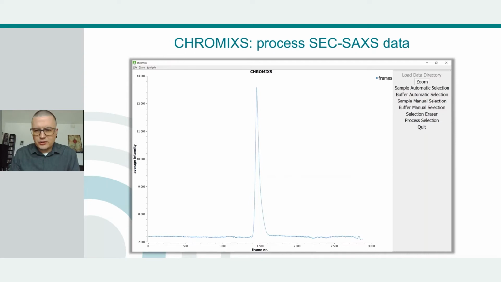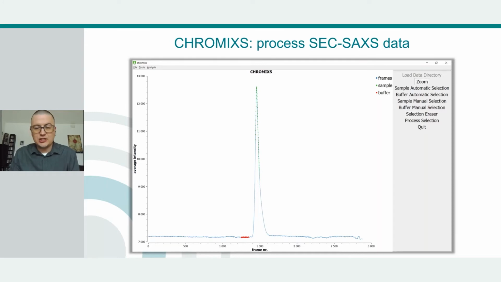All right, once you have loaded your data, you can click the sample automatic selection button, and the program will find all the peaks and will select the first peak. Once the first peak is selected, you can automatically find the best matching buffer.